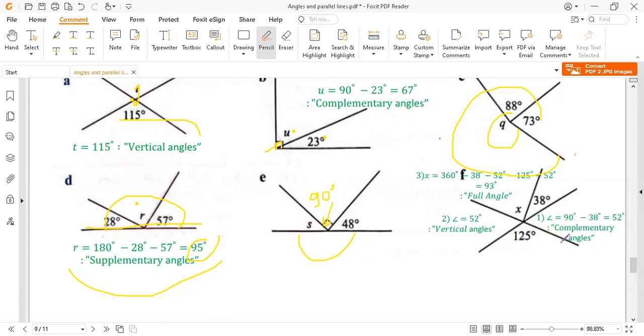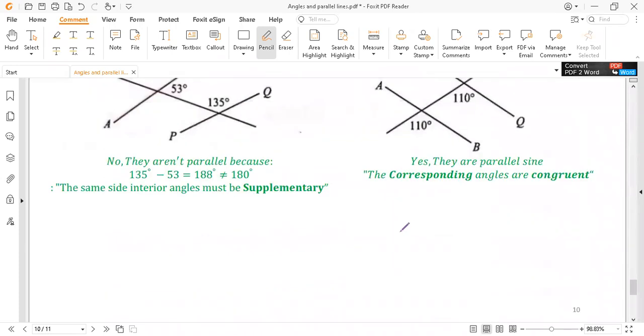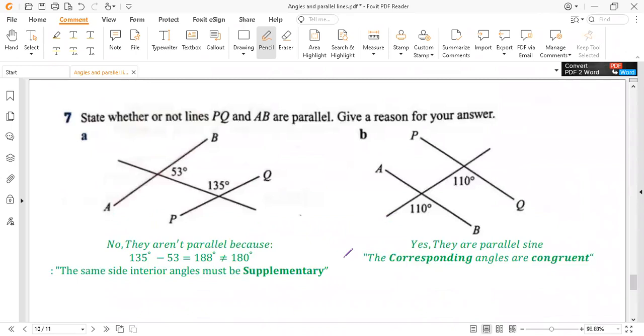Also we have a straight line, so we complete as we said before. In this figure, we start with this one because we have 90 degrees here. Secondly, we complete with the vertical angles, 55 degrees, 52 degrees. And as we said before, we have a full angle, so the remainder from 360 is 93 degrees, and so on. Now we want to state whether PQ and the line AB are parallel or not.